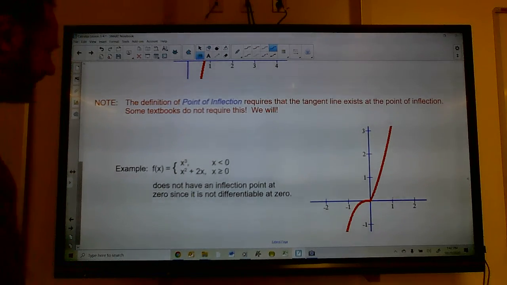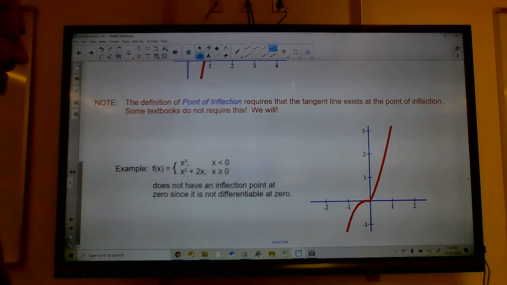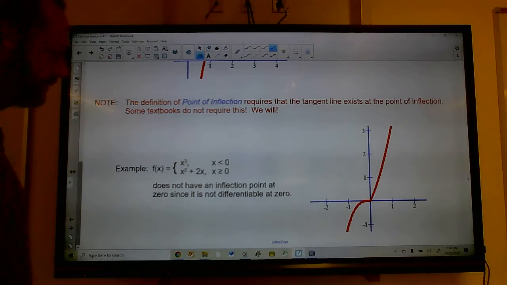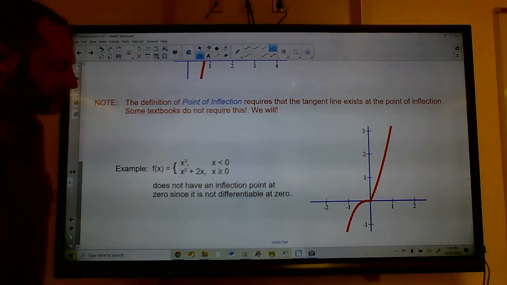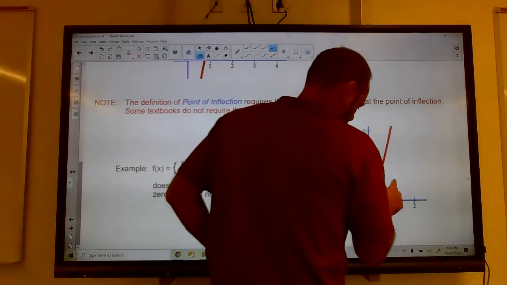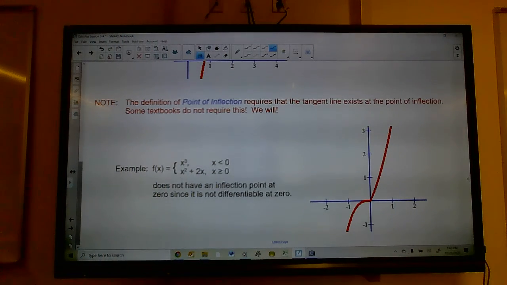So here we've got one. It's a piecewise function. It's x cubed when x is less than 0, and it's x squared plus 2x when x is greater than or equal to 0. That does not have an inflection point at 0 since it's not differentiable. You got this sharp corner right here, and you got multiple things that could be tangents there. So yeah, that's not going to be differentiable.